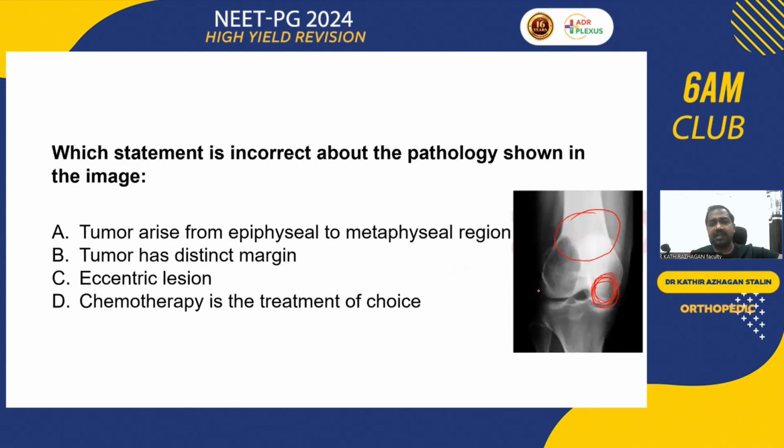If it is epiphyseal and then extending to metaphyseal, then the answer is GCT. So the tumor arises from the epiphyseal to the metaphyseal region. It is an epiphyseal-metaphyseal tumor, but it all originates from the epiphysis. The tumor has a distinct margin. Yes, it has a classical distinct margin.